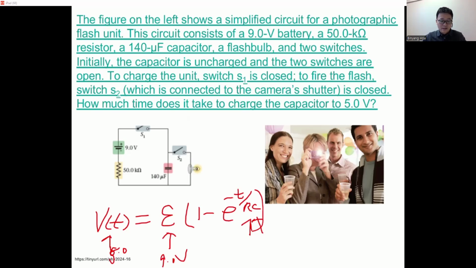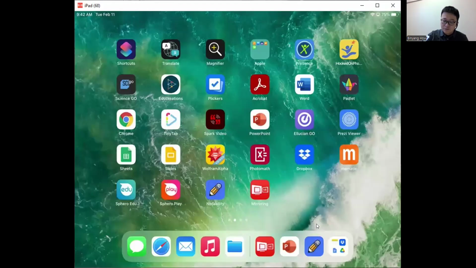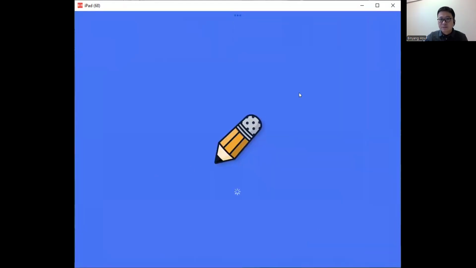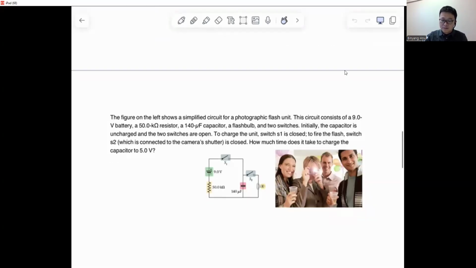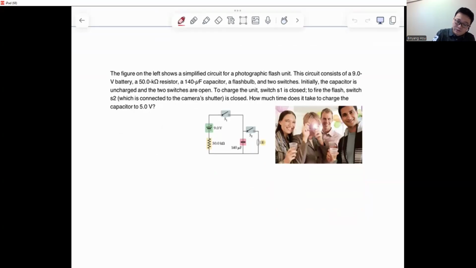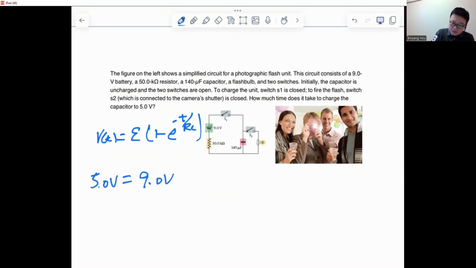Okay, so we'll take a look at the algebra. Let me choose the switch over here. All right, so we just identify the equation to use: v as a function of t should be equal to epsilon times 1 minus e to the minus t over r times c. We are looking for t. So we set up that 5.0 volts equals 9.0 volts times 1 minus e to the minus t over r times c.